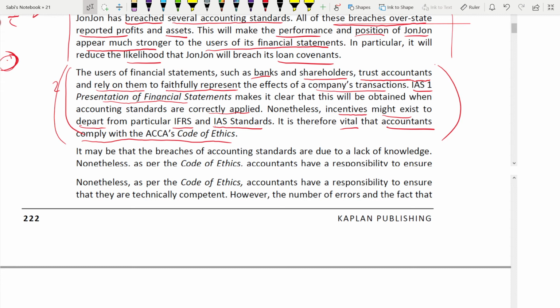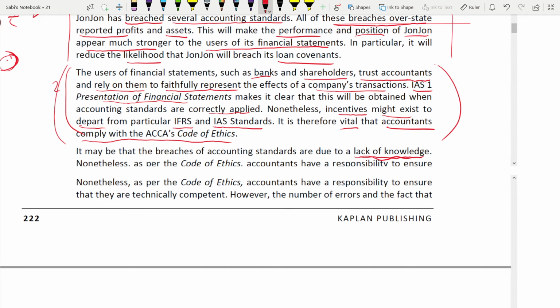You are giving reasons why they might breach it. One reason could be that the breaches of accounting standards are due to lack of knowledge. Try to give as many reasons as you can think of. Not everyone might think of this lack of knowledge. Some of you might think of other points. It does not matter whatever points you give. If it's not matching with the answer which is given to you, it does not mean you're wrong anywhere. You still will get marks if it's correct.